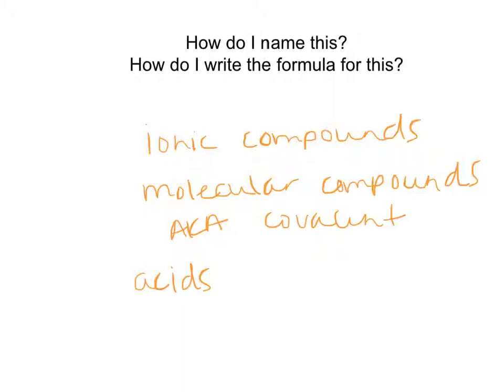This is hopefully going to be a quick and short video that will help answer these two questions: How do I name this, and how do I write the formula for this? The three types of substances we're going to talk about are ionic compounds, molecular compounds, which are ones that have covalent bonds, and then how to write formulas for acids and how to name them as well.